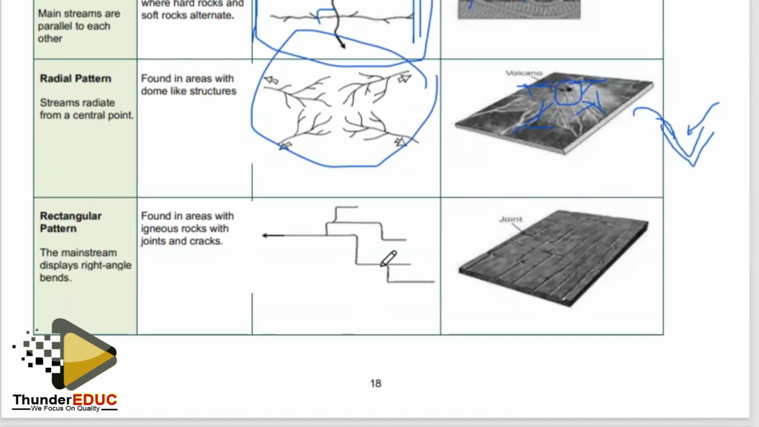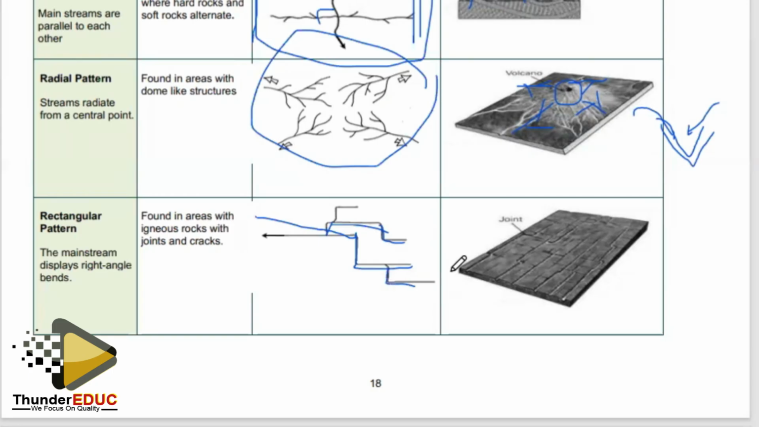Right, then we go to rectangular. Here, you can see it's rectangular in the sense that the rivers are more or less forming a rectangular shape. The streams are bending at right angles, and also they are joining the main stream at right angles. The tributaries on their own also portray a rectangular shape. They all have 90-degree bends.